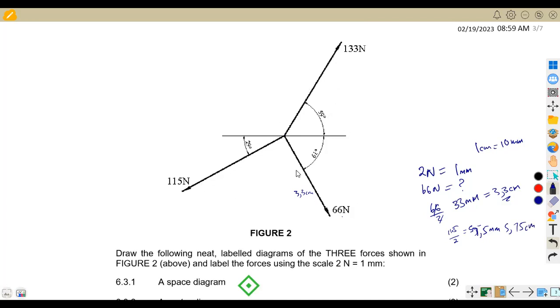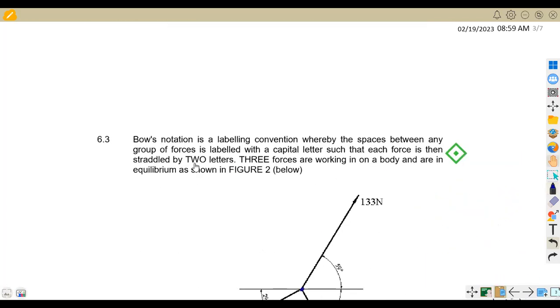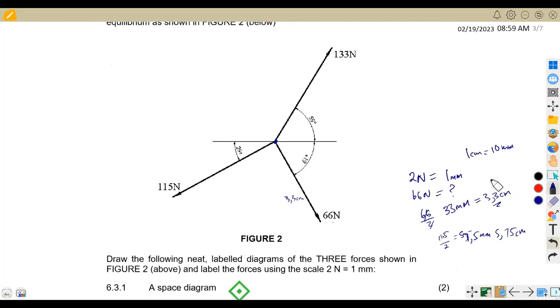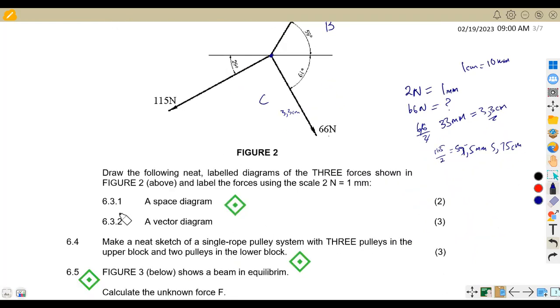The space diagram, like I said, is going to remain as what we have. But we can label the letters just like what we referred to here. You can label A, B, C. So this is our A, our B, and our C. The space diagram is not going to change. You just take that diagram as it is, but consider the scale. Then the vector diagram. On the vector diagram, this is what we are going to do.